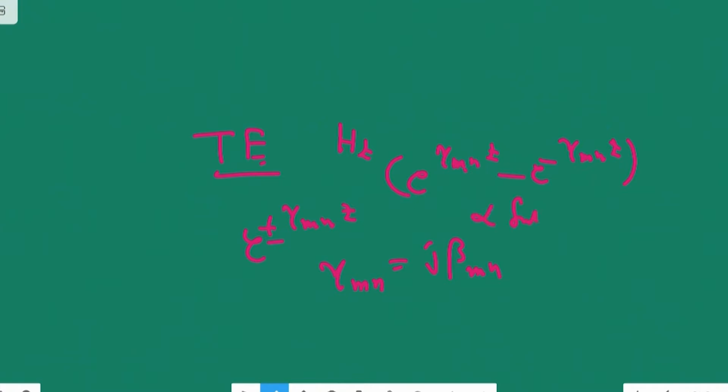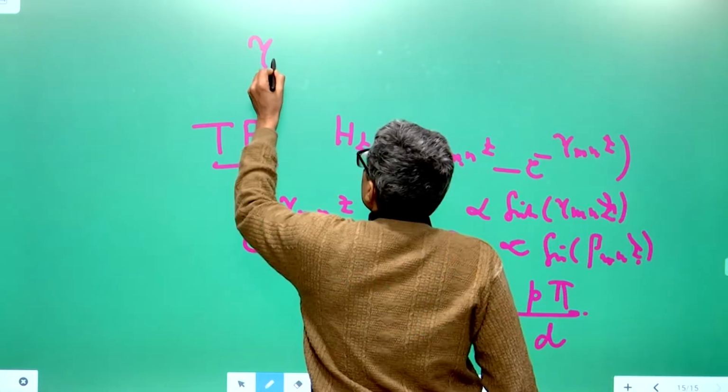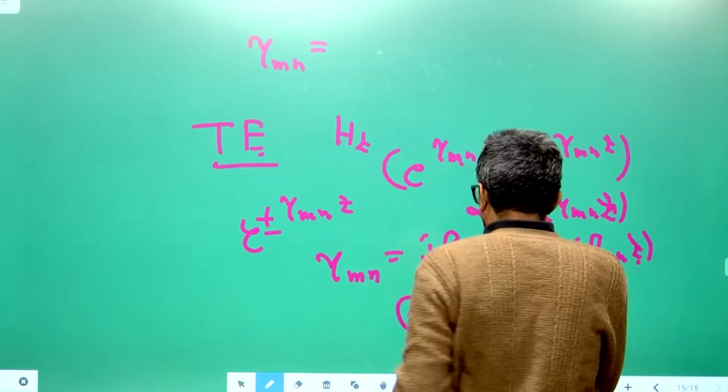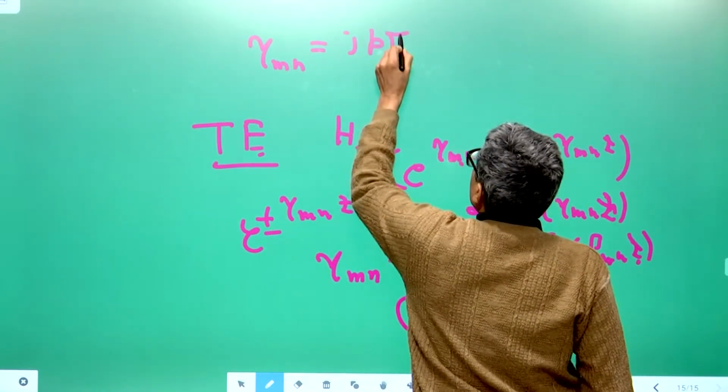this is of course proportional to sinh gamma mn z, and since I have put gamma mn equal to j beta mn, this is proportional to sin of beta mn z. So this will vanish at Z equal to 0, and at Z equal to D it will vanish when beta mn d is of the form p pi, where p is some integer, or equivalently beta mn is of the form p pi by d, right. So once you put beta mn equal to p pi by d, you get the value of gamma mn as j p pi by d.